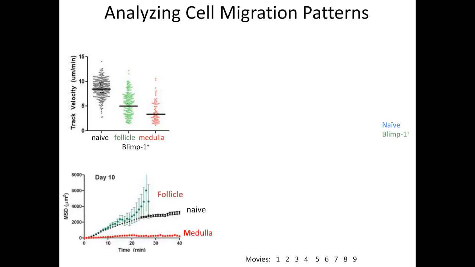We also tracked their mean square displacement over time and found that in contrast to naive B cells, which undergo this random walk and their displacement is linear over time until they peak as the size of the follicle is limited, the Blimp-1 YFP cells undergo this processive walk, which shows this upward curving migration that's seen in the green line. And the ones in the medullary cords are arrested, and they don't displace at all.